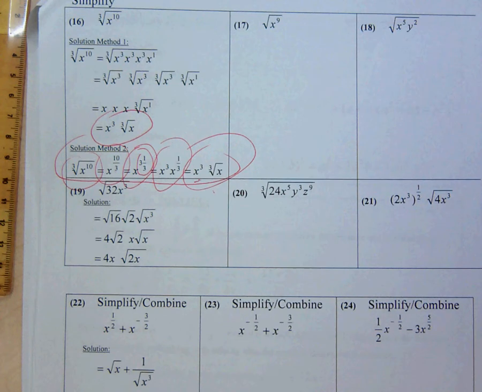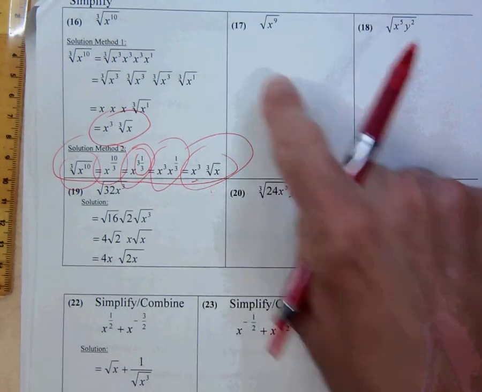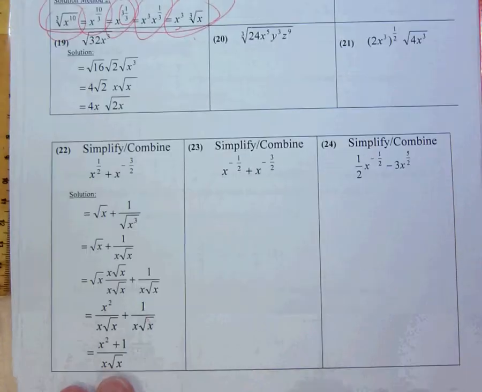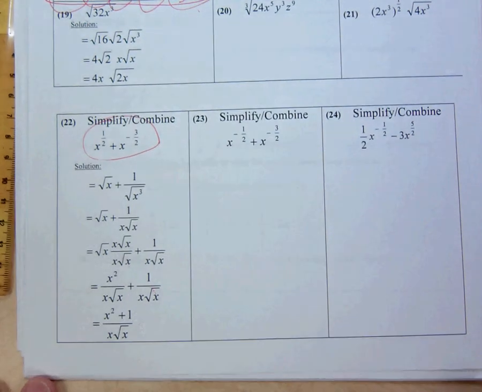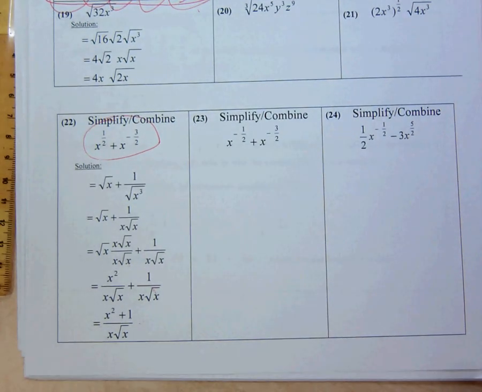You got to be able to handle that. Got it? Okay. And so after I did 16, you should be able to do the rest of these here. Okay, I don't have time to go through those. What did I do here to simplify that nasty looking thing? You're going to have to do it.